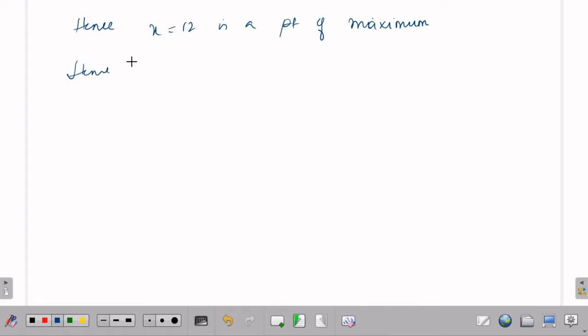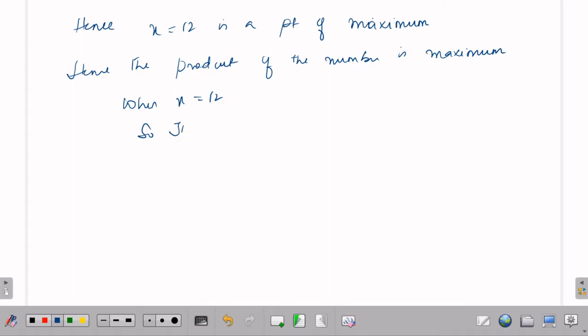So hence the product of the numbers is maximum when x is equal to 12. So the two numbers are 12 and 24 minus x, which is 24 minus 12, that is 12. So I got 12 comma 12.